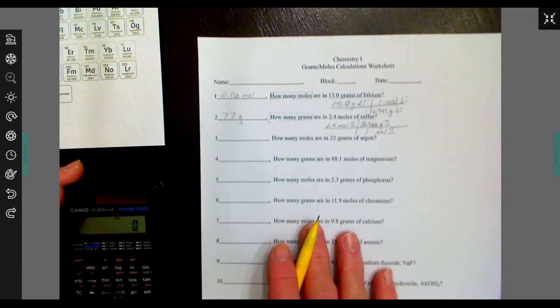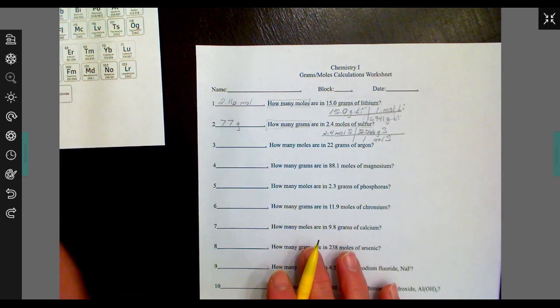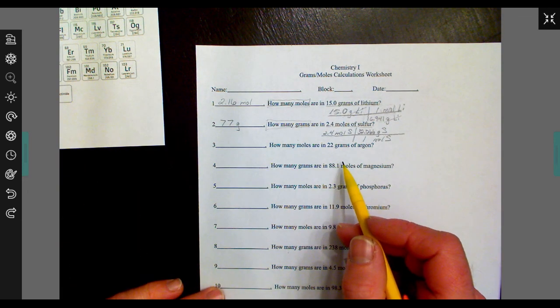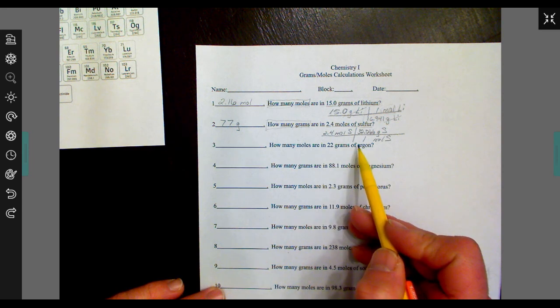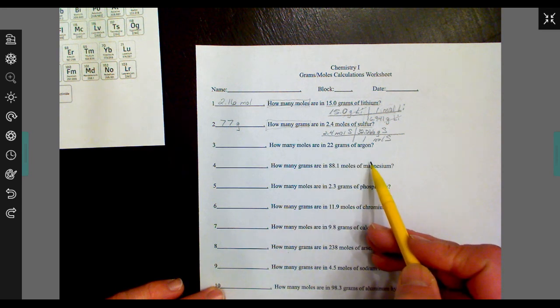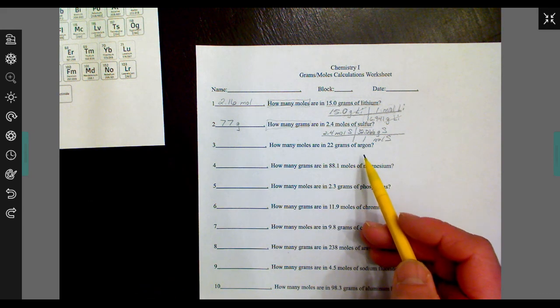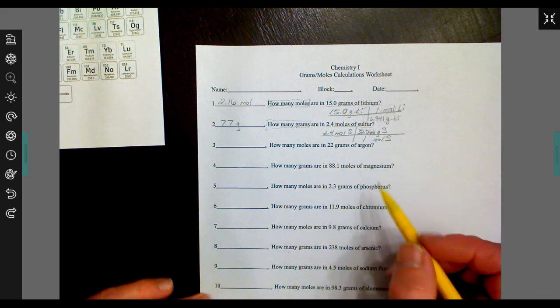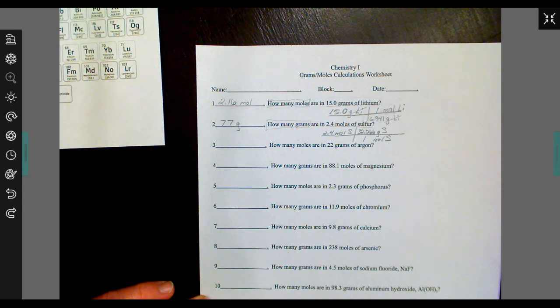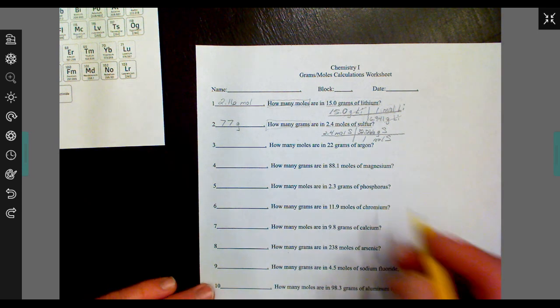All right, maybe now go ahead and pause it and see if you can work number 3. Write the only thing you know, copy and paste your labels, and then either multiply or divide based on the value from the periodic table. I'll go ahead and work number 3. You work it, see if you get the same answer as me.